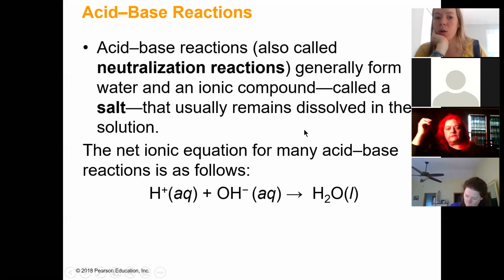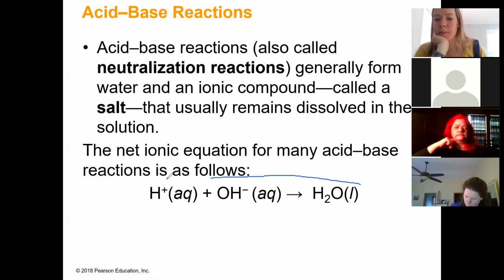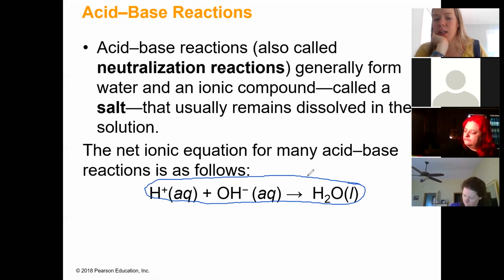So the net ionic equation for an acid base is always this. This is really what's happening in every neutralization reaction. An acid of some kind is coming together with a base of some kind to produce liquid water, or neutral pH.